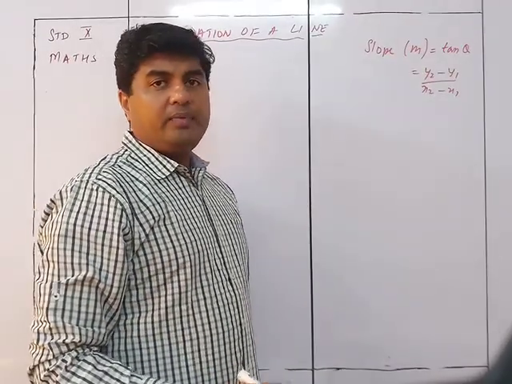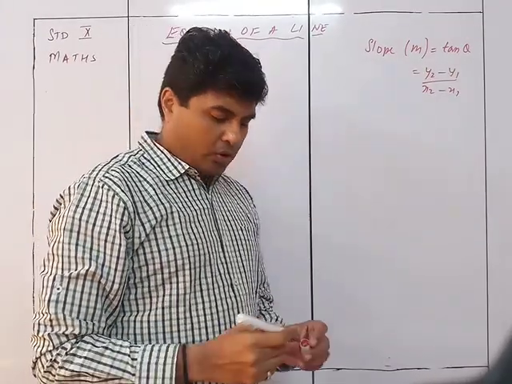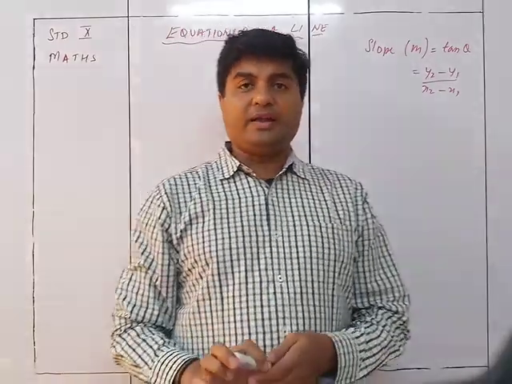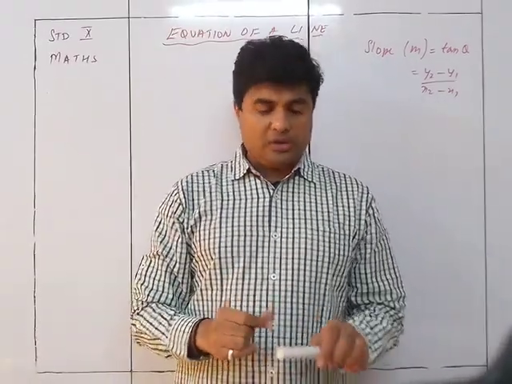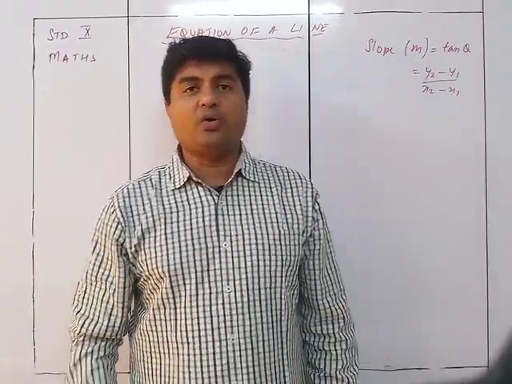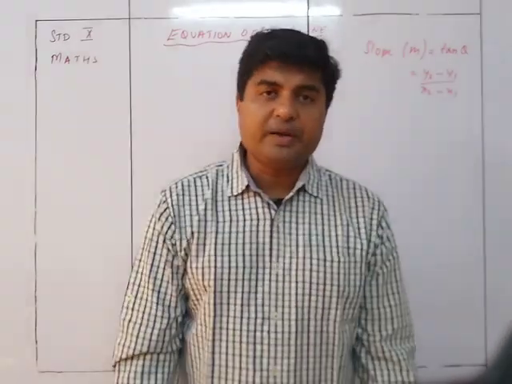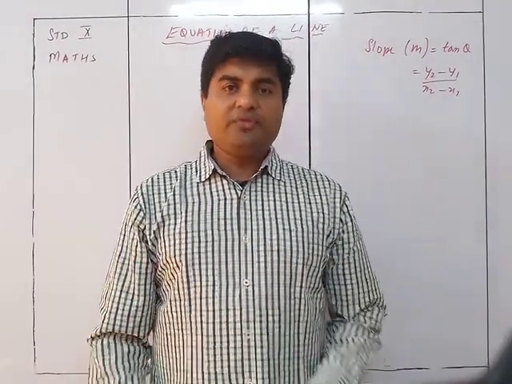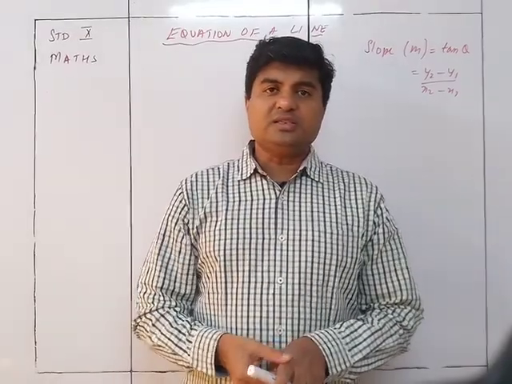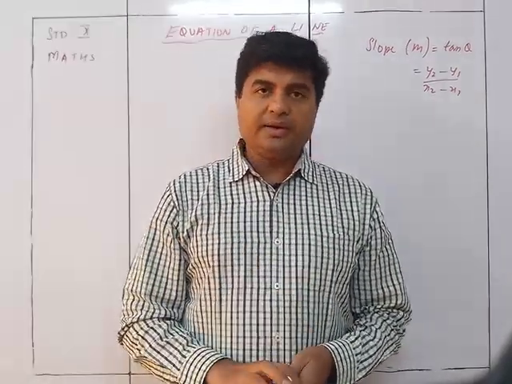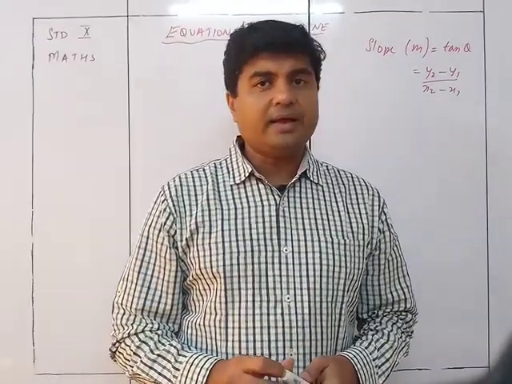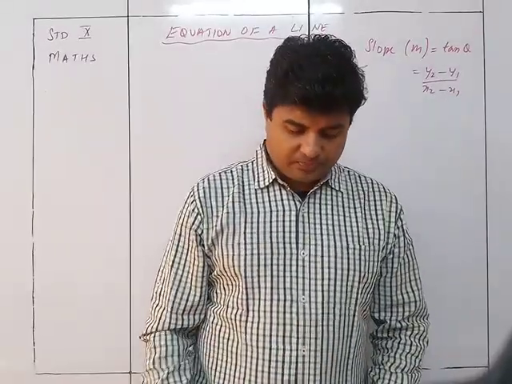And we also know that if I want to know whether a point is lying on a line or not, I just need to place the values of x and y of that particular point in the equation. If the LHS is equal to RHS, then yes, it is lying on the line. If not, then it is not lying on the line.